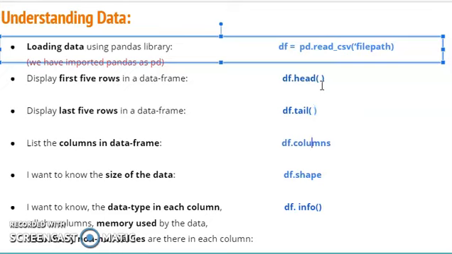List the columns in a data set. For listing the columns, you have df.columns. To know the size of the data set, you have df.shape. And if you want to know the data type in each column, the memory used by the data, and how many non-null values are there in each column, all these questions together are answered by the df.info method.